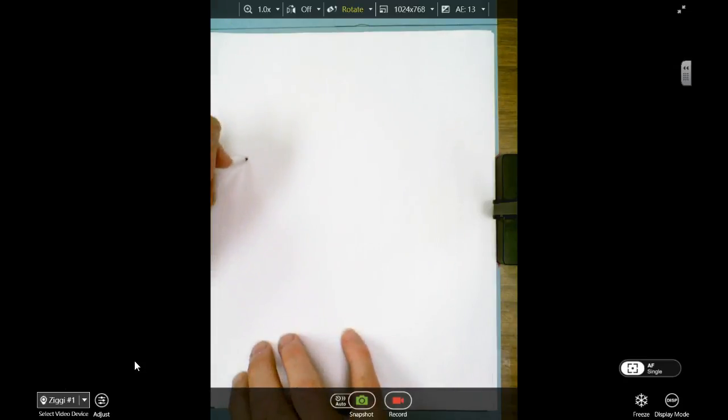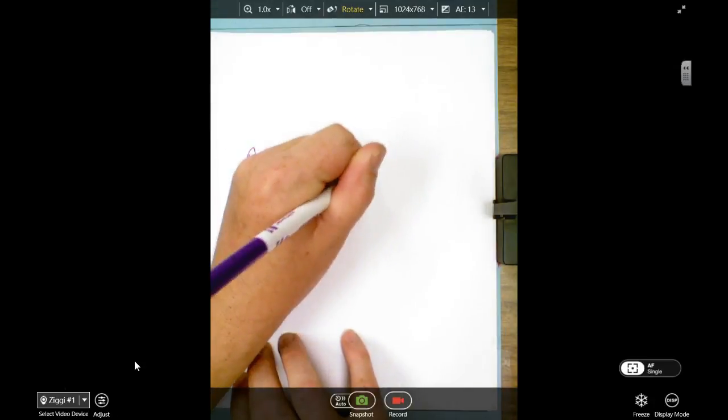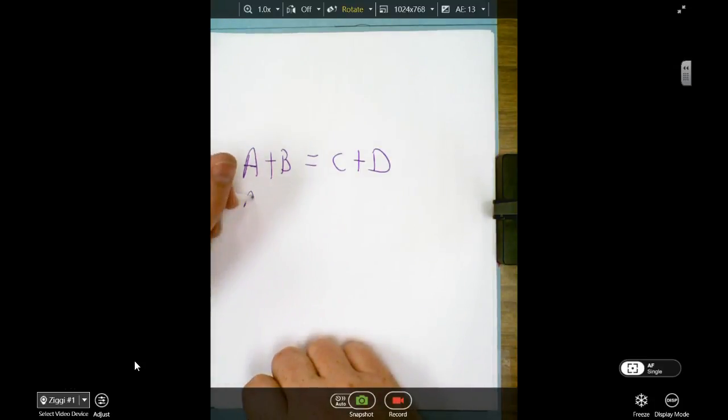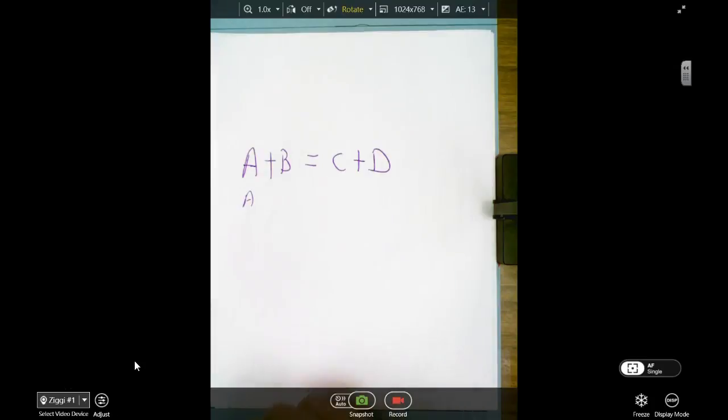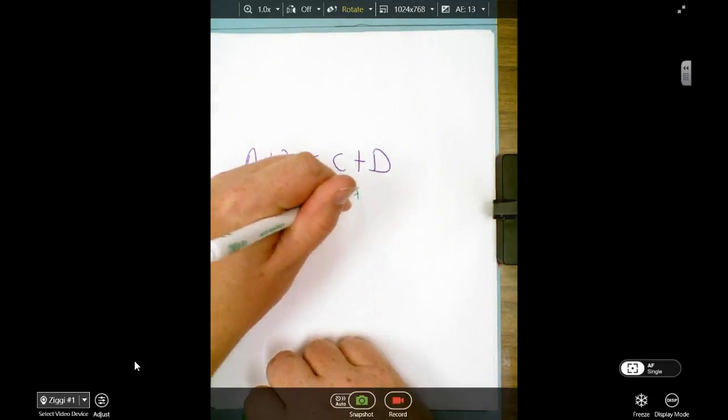So if we do a simple addition problem, like A plus B equals C plus D, what is A equal to? Well, the simple thing to do is separate it out. Since these two are added, we need to do the opposite. So we're going to want to keep track of A, but in this case it is A plus B is equal to C plus D.